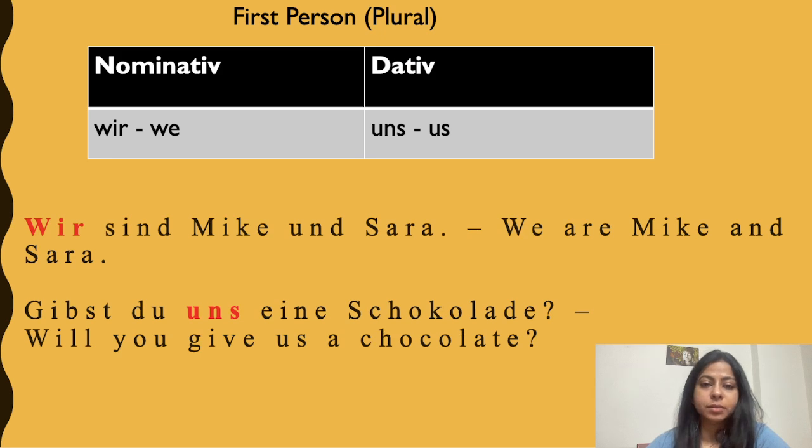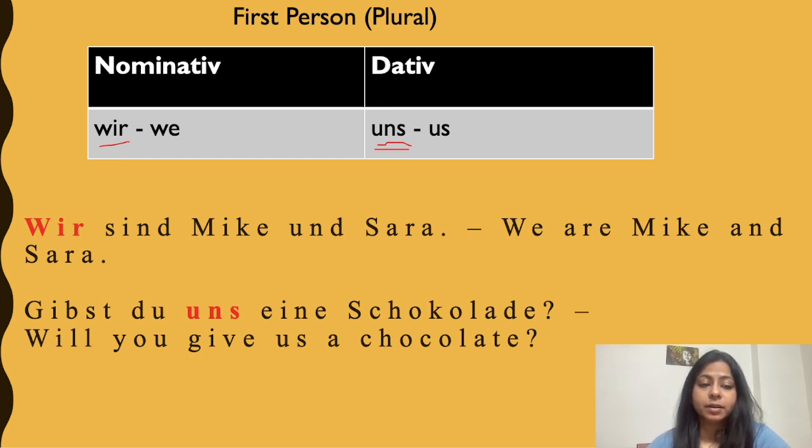Now, let's look at the plural ones. The first person plural, wir, which means we, and the dative personal pronoun is uns, which means us. Wir sind Mike und Sarah. We are Mike and Sarah. Gibst du uns eine Schokolade? Will you give us a chocolate?